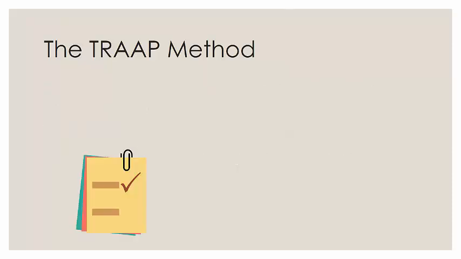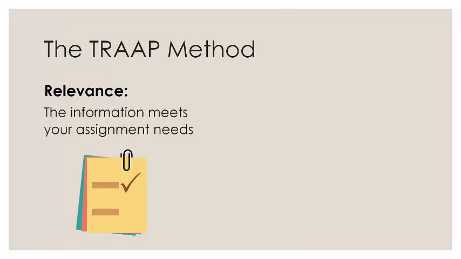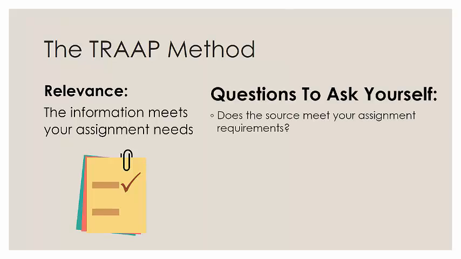All right, so moving on to the R. R stands for relevance. So this is the information and how it meets your assignment needs, or if it doesn't meet your assignment needs. There's a lot of information out there. The questions I want you to ask yourself are, does the source meet your assignment requirements? Very simply, if your assignment asks for a peer review article, is the article you're reading peer reviewed? If it's not, then it doesn't meet the requirements.